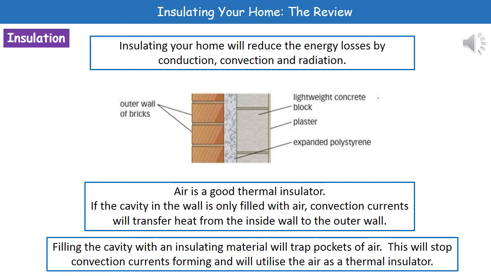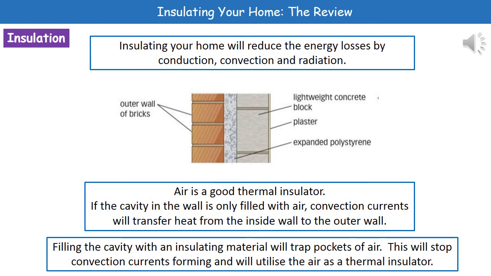So if we consider what we can do to reduce these energy losses in our home, the key thing is insulating it. We can reduce the amount of energy we lose through conduction, convection and radiation by installing different types of insulation within the home.